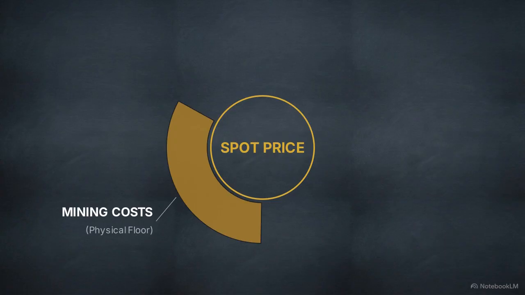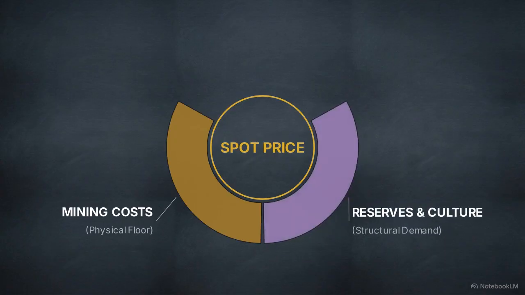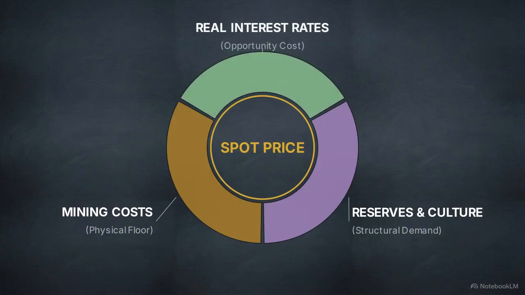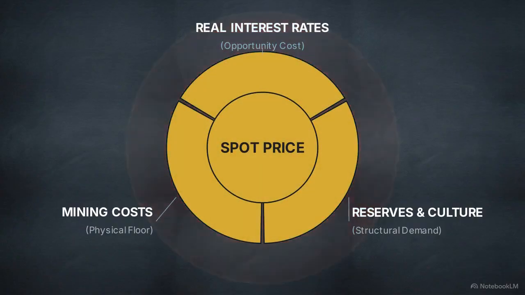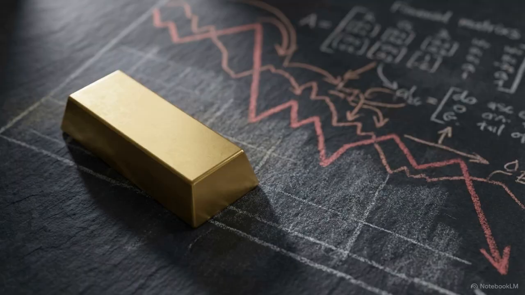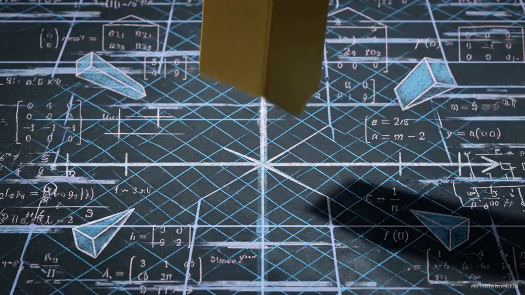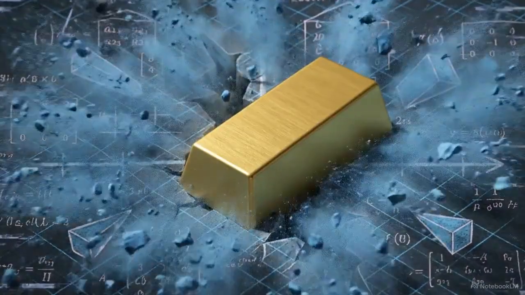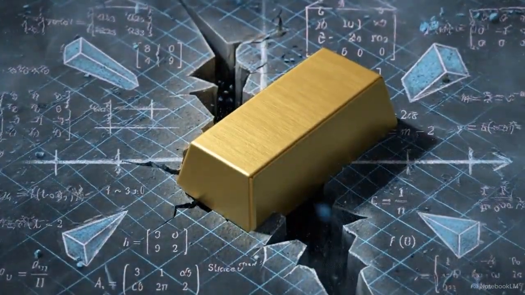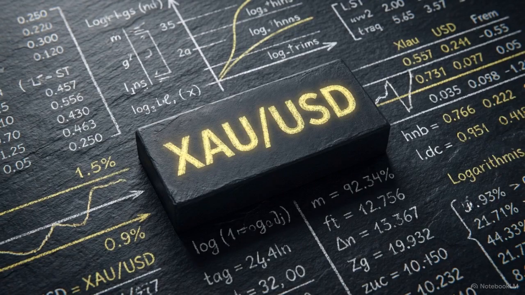The spot price is formed at the intersection of three forces: the inelastic physical floor of mining costs, the structural demand of reserves and culture, and the mathematical opportunity cost of real interest rates. Gold operates as a closed-loop, cumulative stock system that audits the stability of the global financial architecture. It remains a constant measure of the fragility of modern monetary policy. In an era of digital assets and expanding sovereign debt, the physical permanence of gold forces an objective discipline on subjective decisions. Gold transforms systemic uncertainty and institutional trust into a continuously measurable, non-defaultable signal.